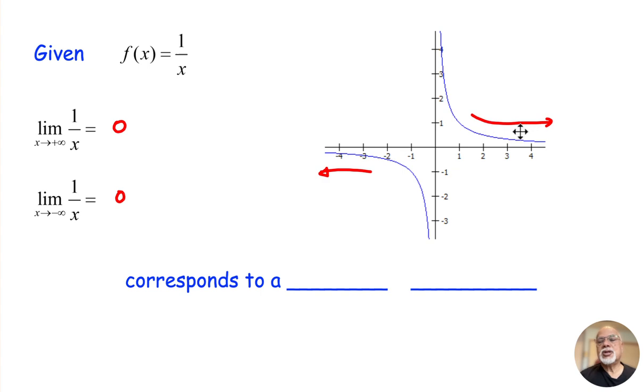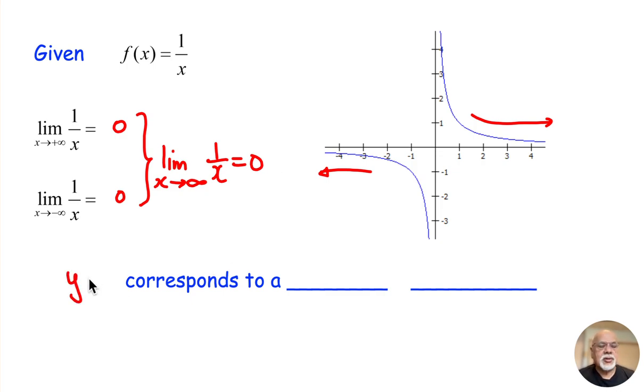Granted, one of them is approaching it from above and one from below, but they're both approaching the same value. And we've said in an earlier lesson that if the two one-sided limits are equal to each other, then we can say that the limit as x approaches infinity of 1 over x is also equal to 0. So y equals 0 corresponds to a horizontal asymptote.